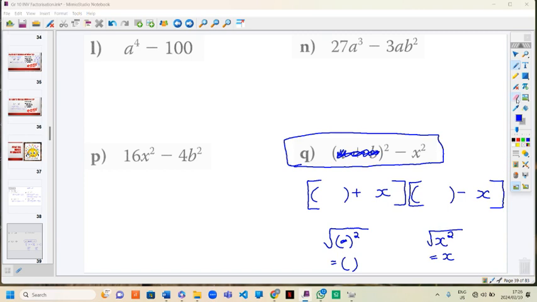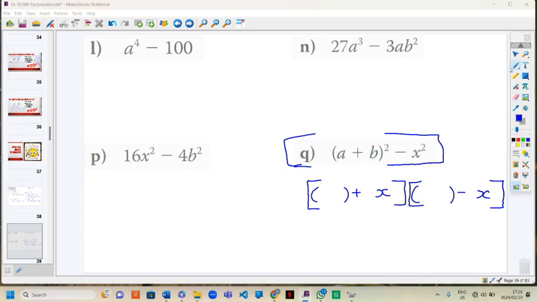Now what goes inside of those brackets? There was something inside of those brackets. Let's just check there. We've got a plus b, a plus b and a plus b.